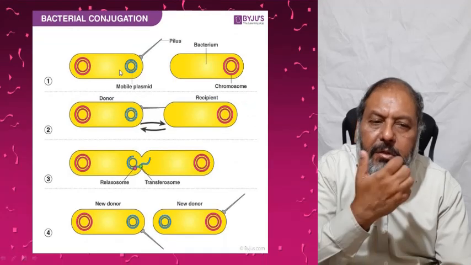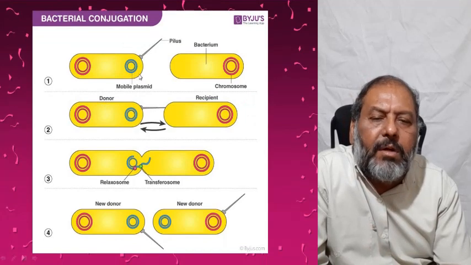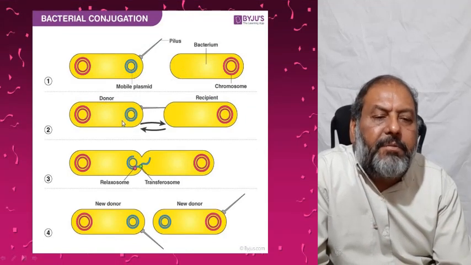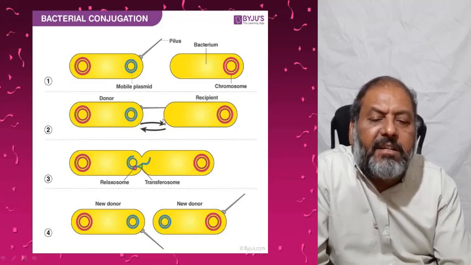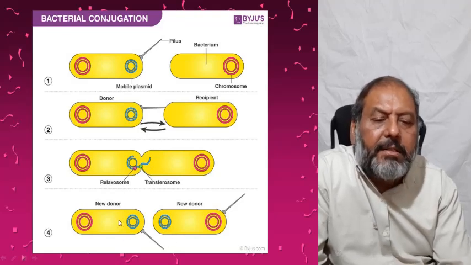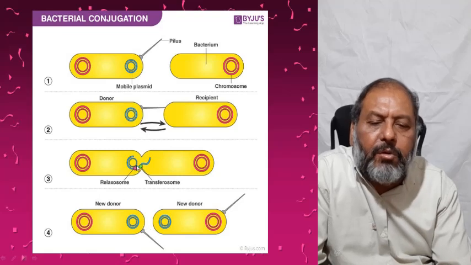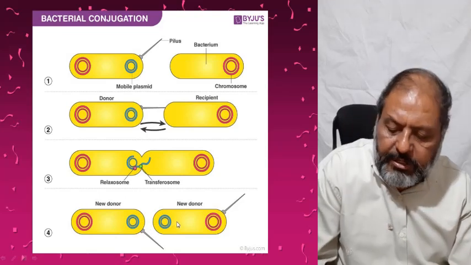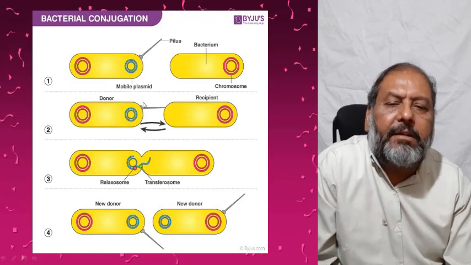Here is bacterial conjugation, the bacterial sex. This bacteria has an attachment with the pilus and there is transmission of some genetic material, and ultimately that genetic material is transferred from one to the other, and these bacteria become the new donor and are capable of giving this donation to other bacteria. So it's a kind of bacterial sex.